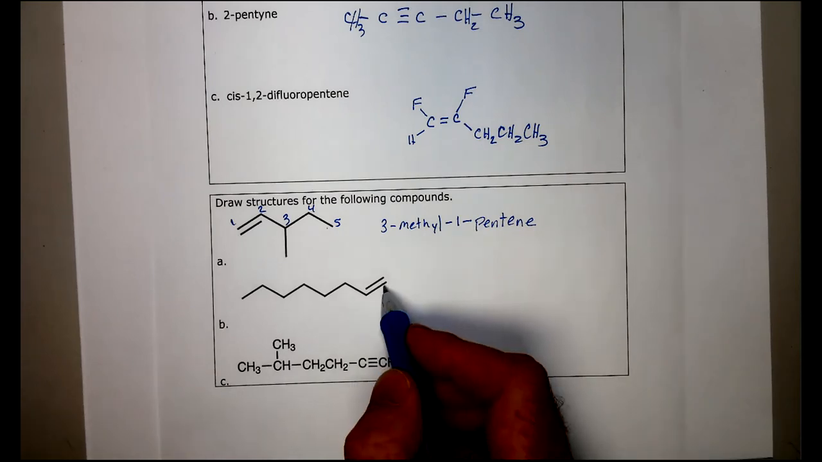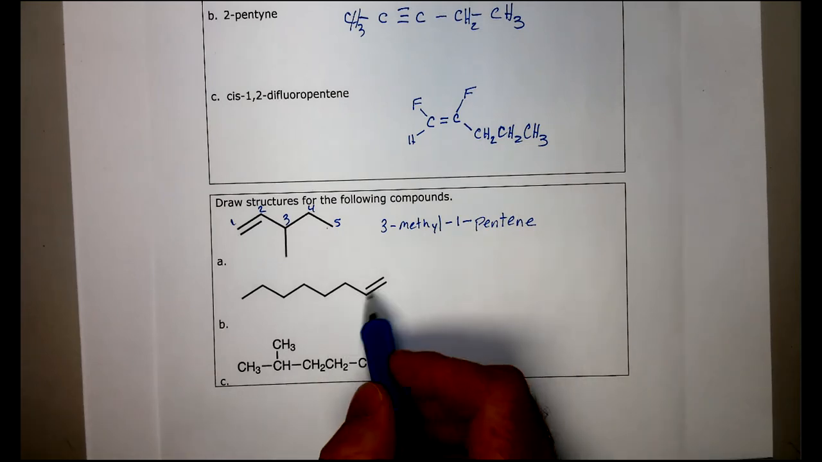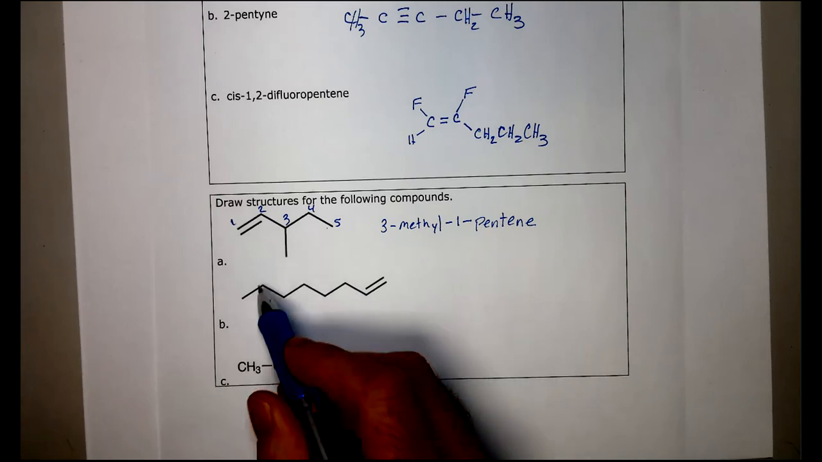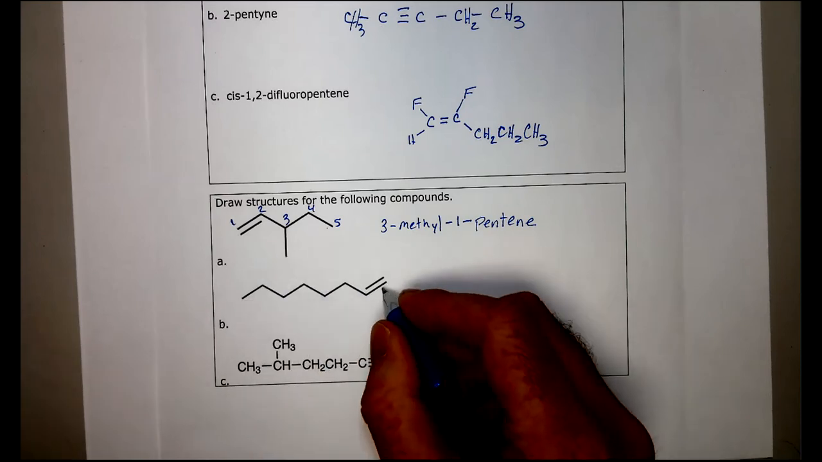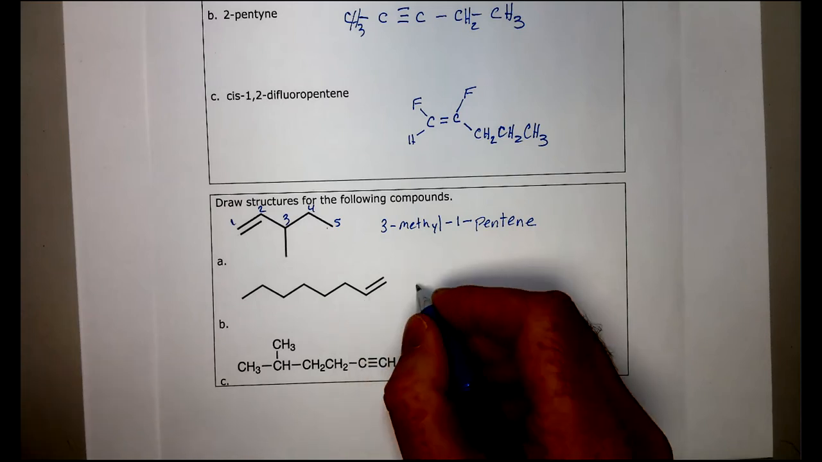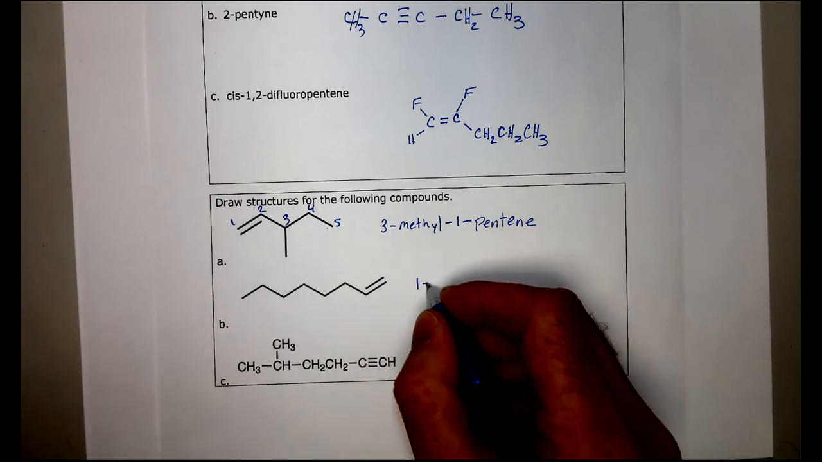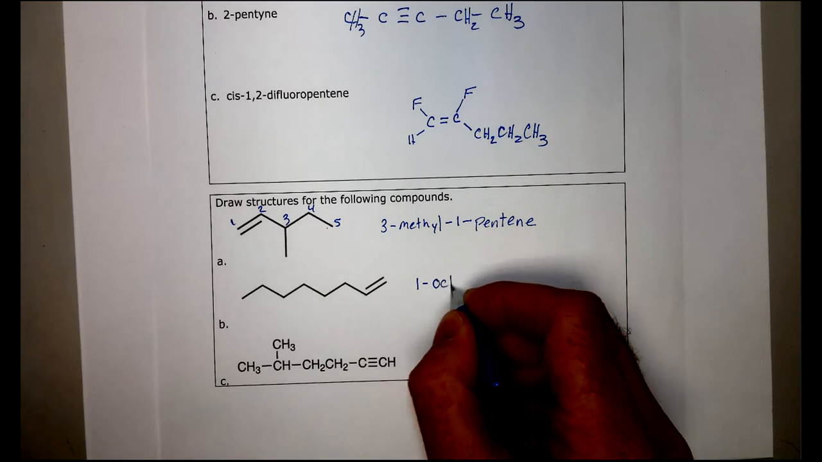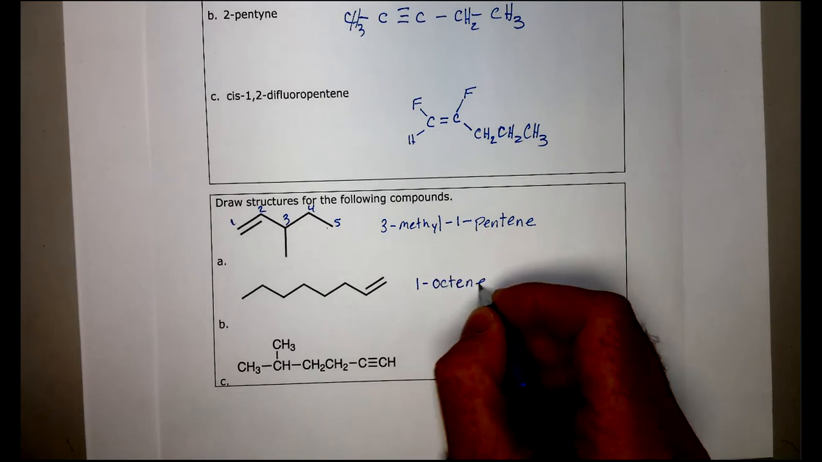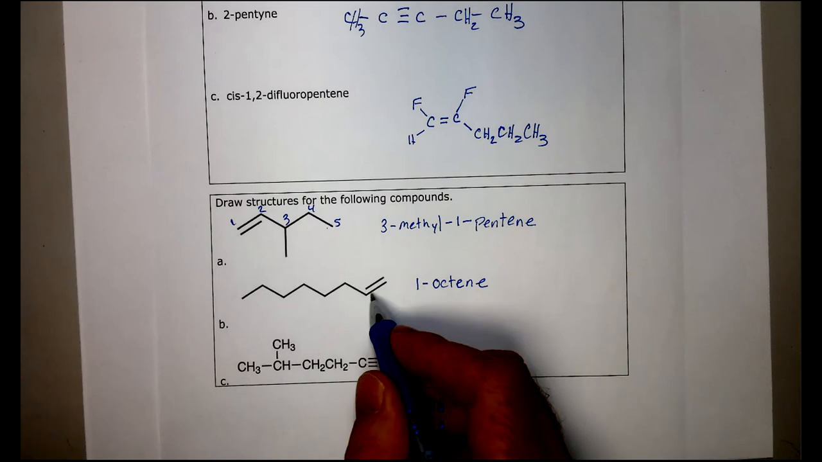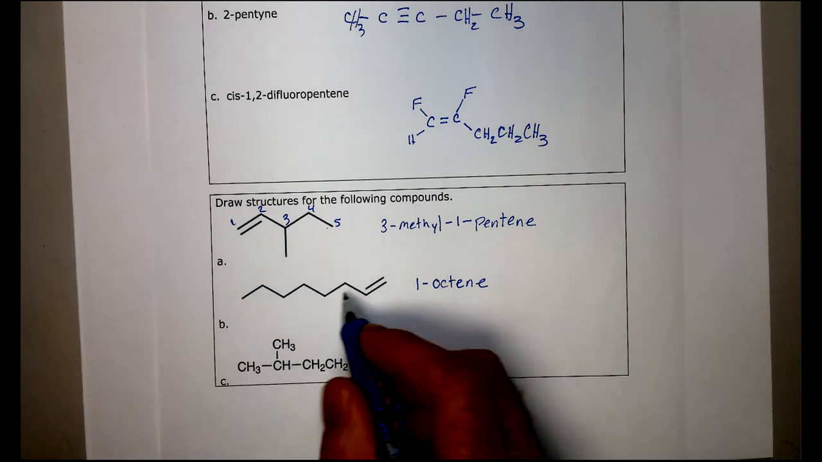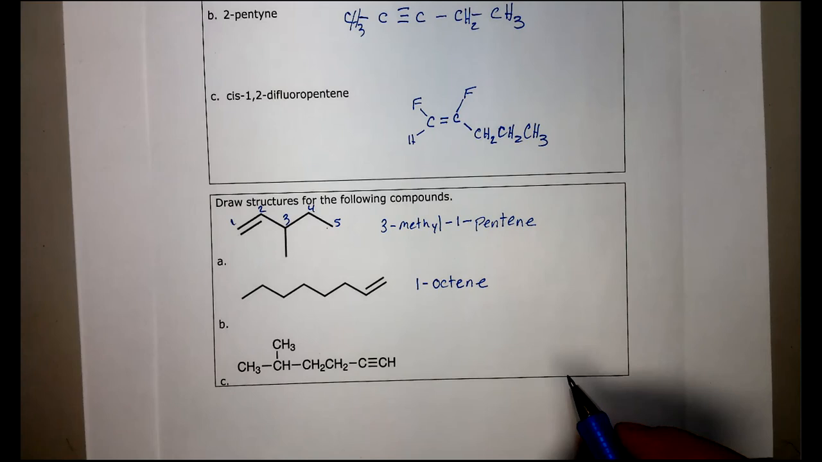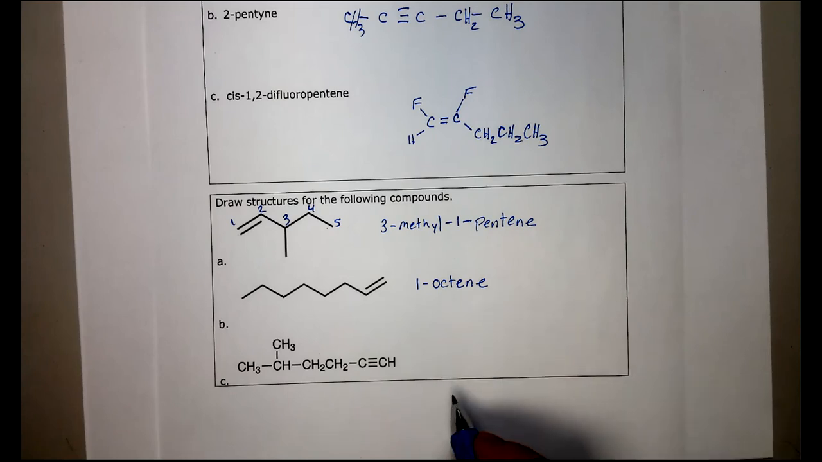Here I've got a double bond. Let me see. We got 1, 2, 3, 4, 5, 6, 7, 8. The double bond goes between 1 and 2. I'm going to give the double bond the lowest possible numbering. So it's 1-octene, indicating the double bond is at location 1. It could be here or here, for example, and I would change the numbering of the double bond.